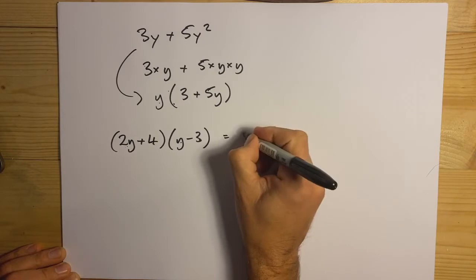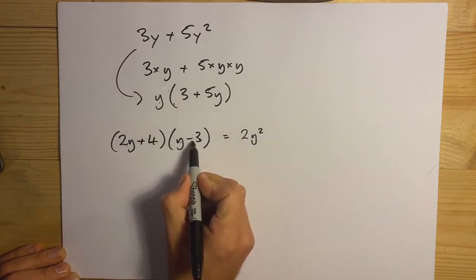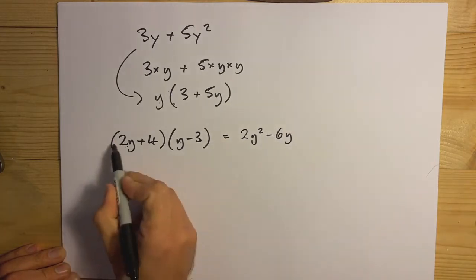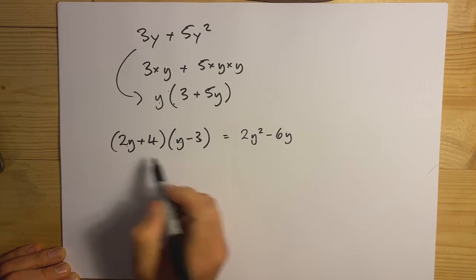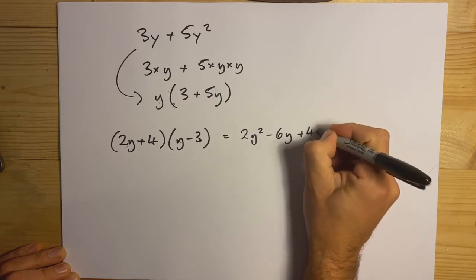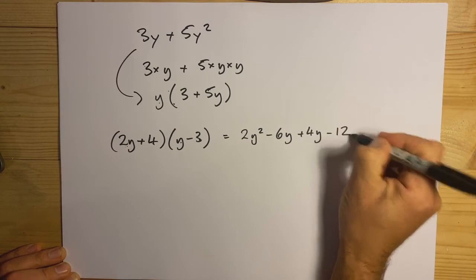2y times y is 2y squared. 2y times minus 3, remember this is minus 3, is then minus 6y. 2 times minus 3 is minus 6, then we'll multiply the y. Now we can move on to here. Plus 4y, and then 4 times minus 3 is minus 12.